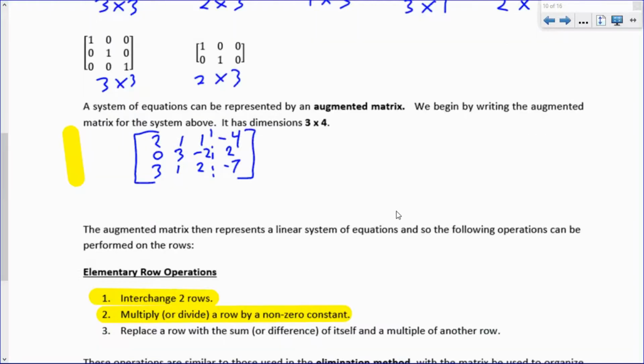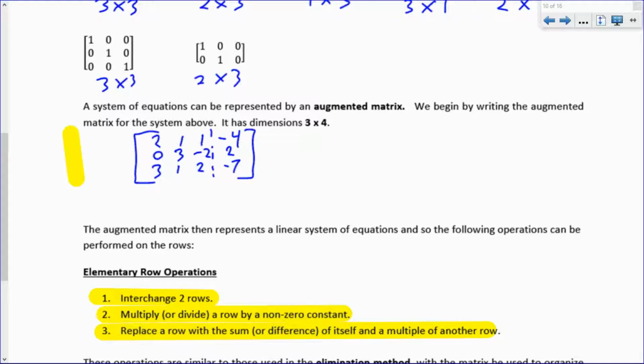You can take any equation you want and multiply both sides of the equation by, say, 2. So that means that I can do the same thing to any row in this matrix. I can double it or triple it or divide it by 2 or multiply it by -10, whatever I want, and I still have a matrix that represents the same system of equations. And then finally, the last one, I can replace a row with the sum or the difference of itself and a multiple of another row.